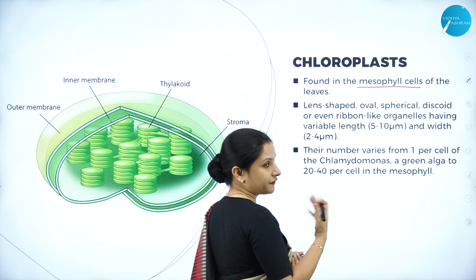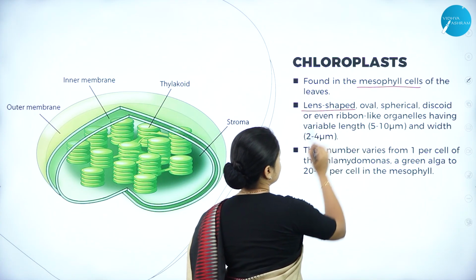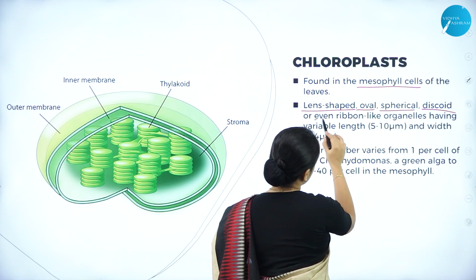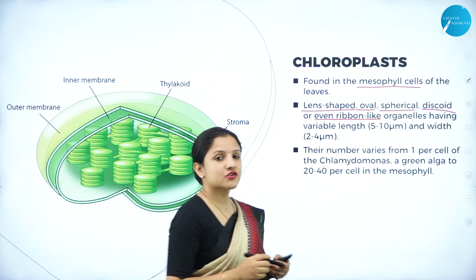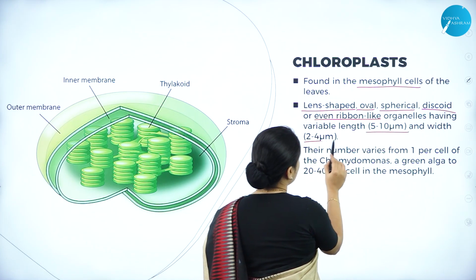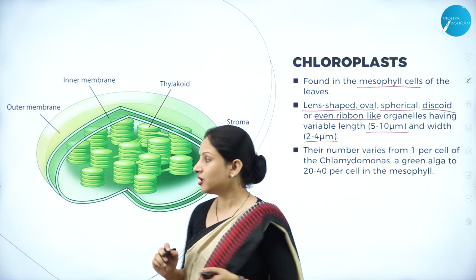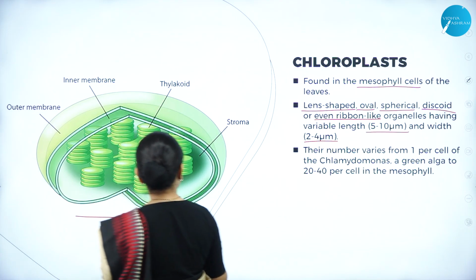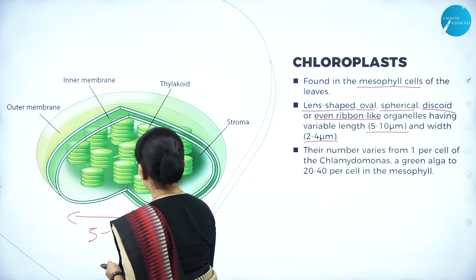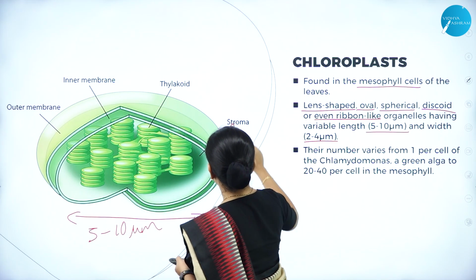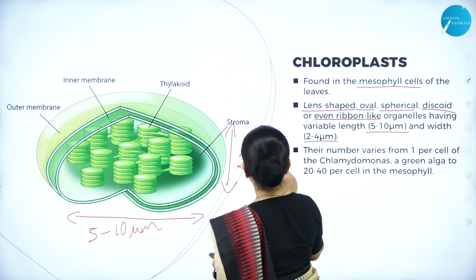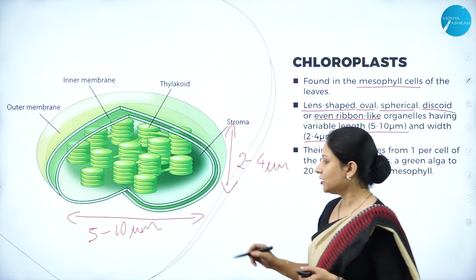And they can be of different shape, the chloroplast, that is lens shape. They can be oval, spherical, discoid or even ribbon-like organelles, which can be a length of about 5 to 10 micrometer and width of about 2 to 4 micrometer. So the length of the chloroplast is about 5 to 10 micrometer and the width is about 2 to 4 micrometer. So this is the size of the chloroplast.